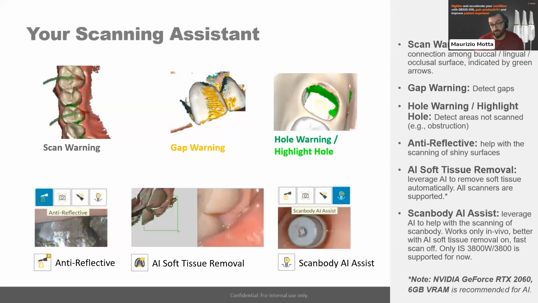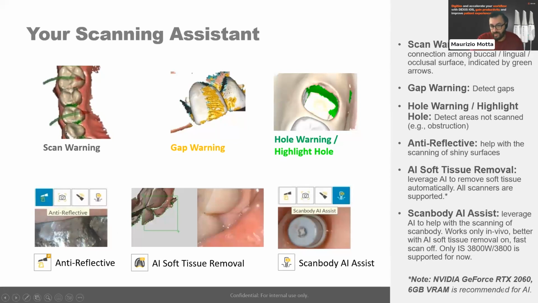Last but not least, this is new for this webinar, is the scan body AI assist. So we developed a new algorithm that we actually introduced with software 108. It's a guided scan with an artificial intelligence algorithm that helps you to do a better scan body scan. I will explain better how it works at the end of the webinar.